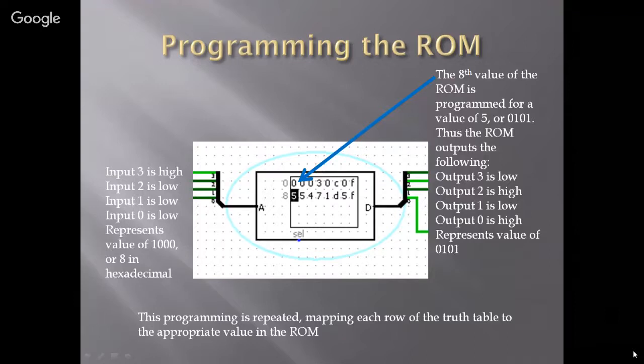Since it had been programmed with the value of 5, the ROM would output 0101, which is the binary equivalent to 5. This would mean that the third output would be low, the second output would be high, the first output would be low, and the 0th output would be high. And this would be repeated for each row of the truth table. Now we can test the circuit.